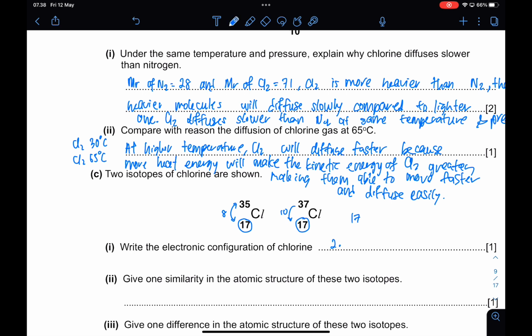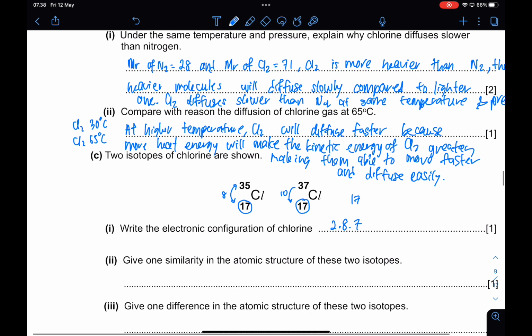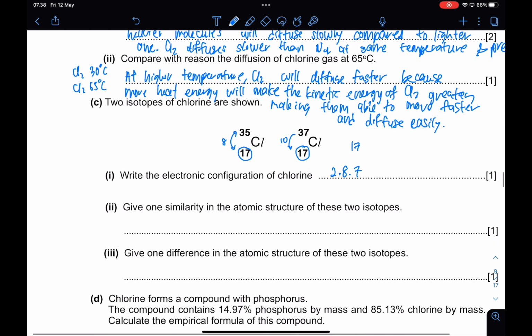How do I get 17 into electronic configuration? The first shell, maximum 2 electrons, so you put 2 electrons. Second shell, maximum how many electrons? 8. Then the last one, in this case 17, so the last one is supposed to be 7. So 2.8.7.